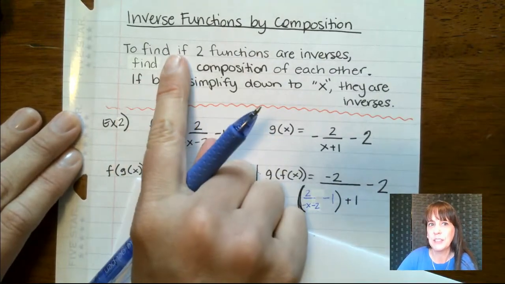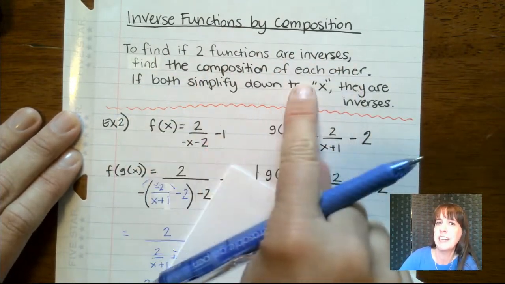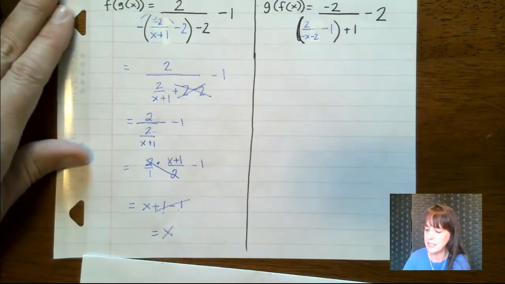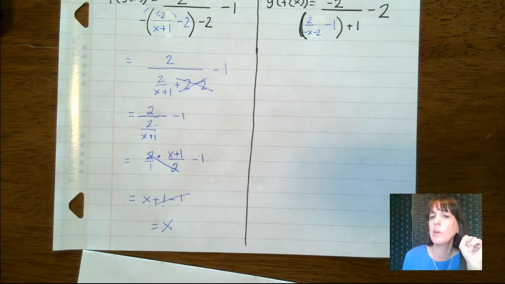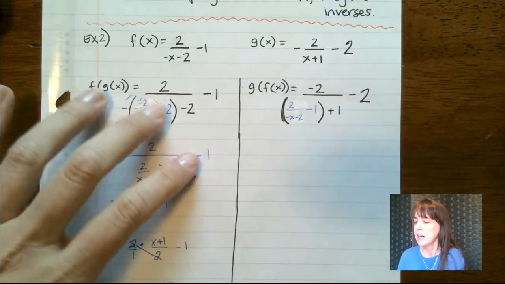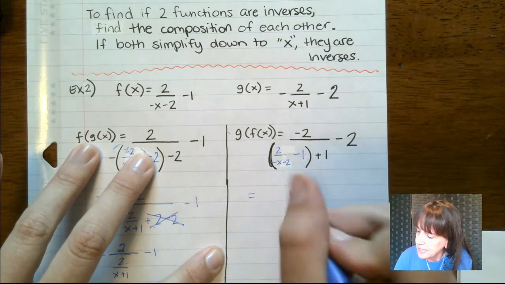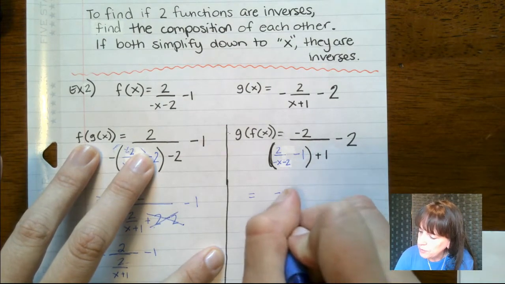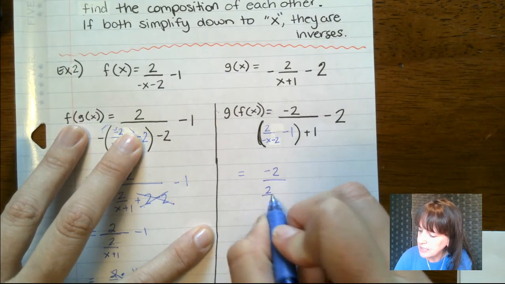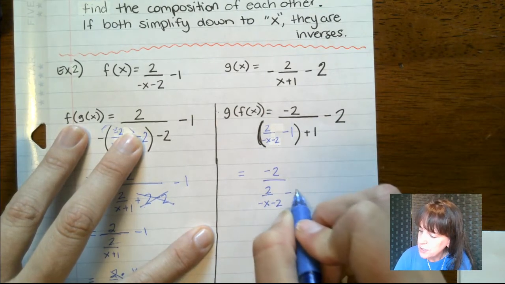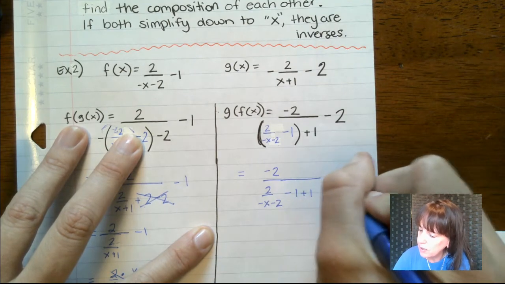If two functions are inverses, find the composition of each other. If both simplify down to x, then they are inverses. So you'll see that this has simplified down to x. Now, that means that we've got this one, but we have to make sure both of them do. So on our next one, we're going to do some simplifying here. We're going to say -2 over, and there's nothing to distribute here, so I'm just going to take it out of those parentheses. When I do, you see that I get -1 plus 1, all that minus 2.